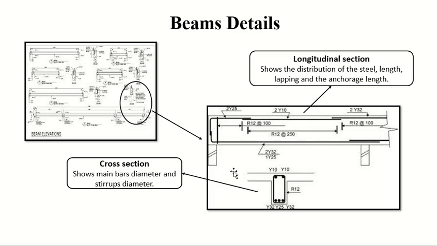So from here to here, this is 6,000 millimeters. Between each two stirrups I have a spacing of 150. So we divide this whole thing by 150. Does it give you the number of stirrups?